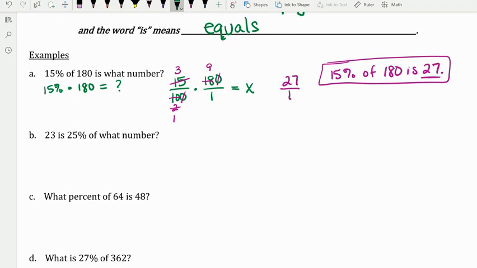So here I've got 23. Come on, there we go. Oops. My pen's being goofy. Hang on. There we go.